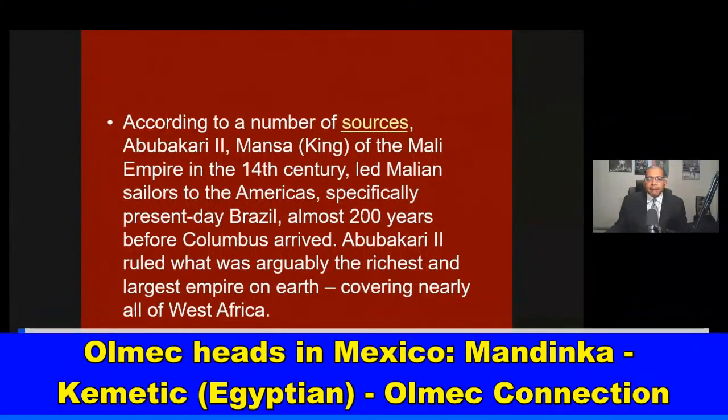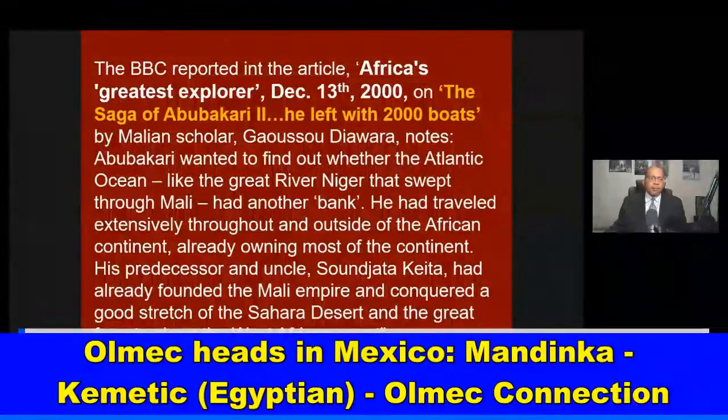Abu Bakr II ruled what was arguably the richest and largest empire on earth, covering nearly all of West Africa. The BBC reported in the article "Africa's Great Explorer," which came out December 13th, 2000, on the saga of Abu Bakr II. He left with 2,000 boats, by Malayan scholar Gausu Diawara.